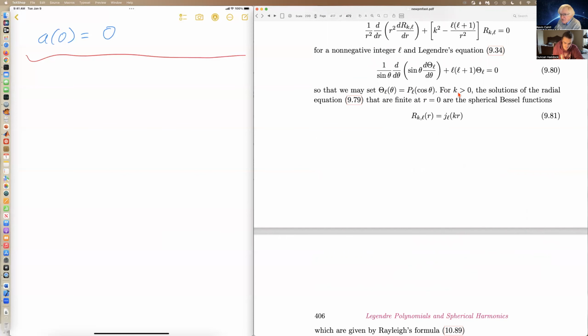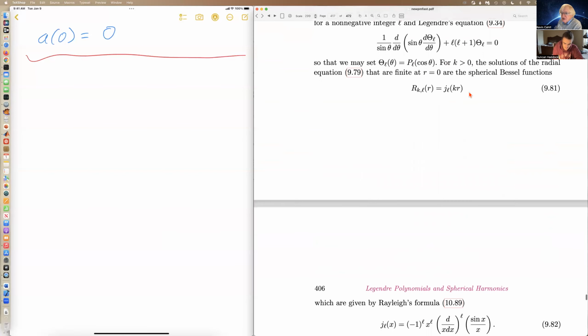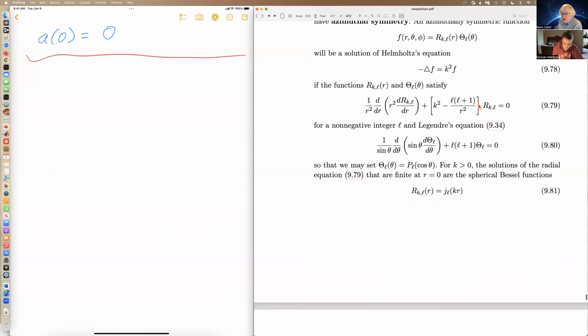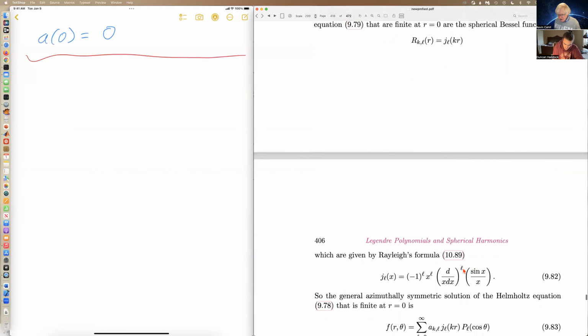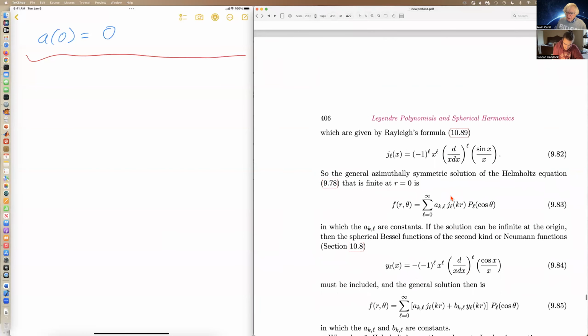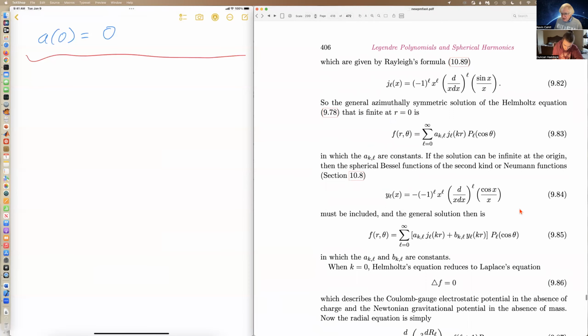And for k greater than 0, the solutions of the radial equation, this equation, are the spherical Bessel functions, which, as I said to you before, are very nice functions. They're given by Rayleigh's formula. And so the general azimuthally symmetric solution of the Helmholtz equation that's finite at r equals 0 is given by a sum like this.